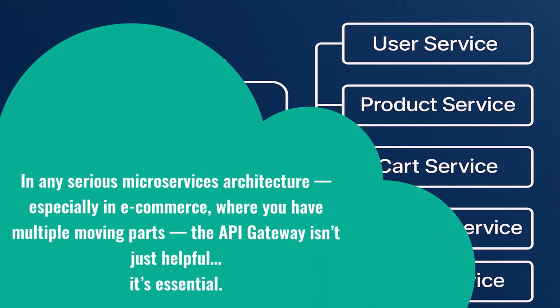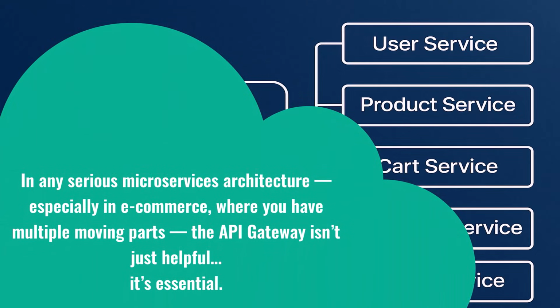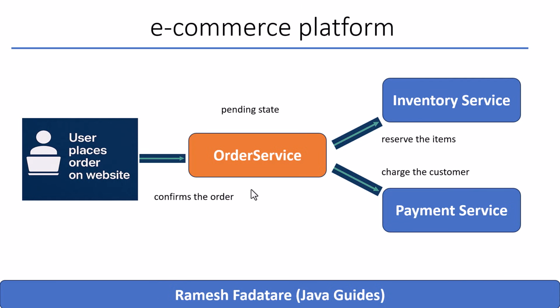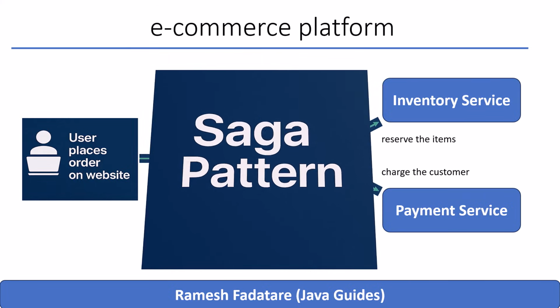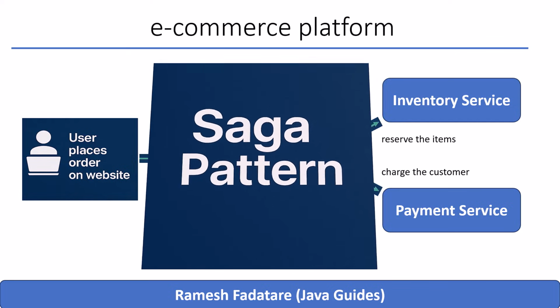In any serious microservices architecture, especially in e-commerce where you have multiple moving parts, the API gateway isn't just helpful, it's essential. So let's talk about one of the most important patterns in distributed systems, the Saga pattern. If you've ever worked with microservices and tried to handle transactions across multiple services, you already know it's not easy.